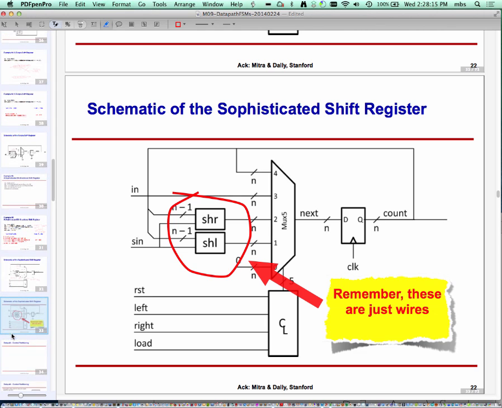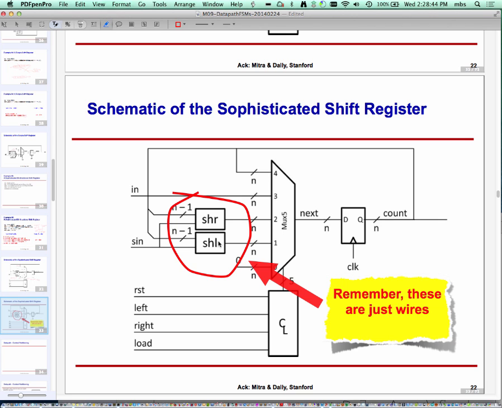Just to highlight the point, these two boxes, SHR and SHL, are just rewiring operations. They're taking n bits and SIN and rewiring them into a new n bits. Do you need to specify which n minus 1 bits? Because aren't they different for the two? Yeah, you need to specify that. From the context, in one case it will be the upper n minus 1 bits, and in the other the lower n minus 1.